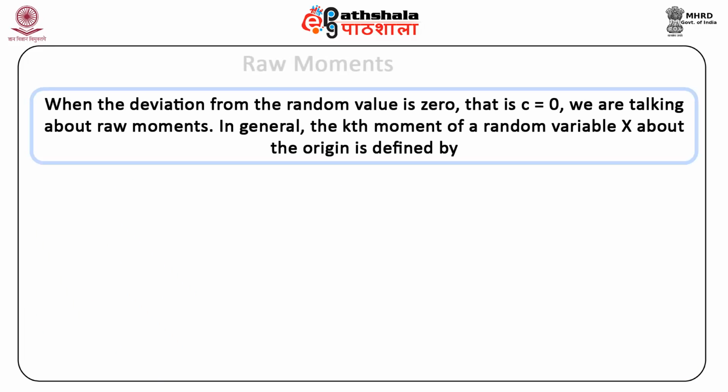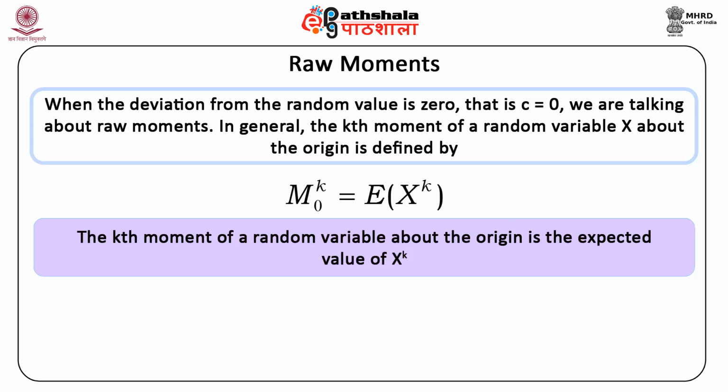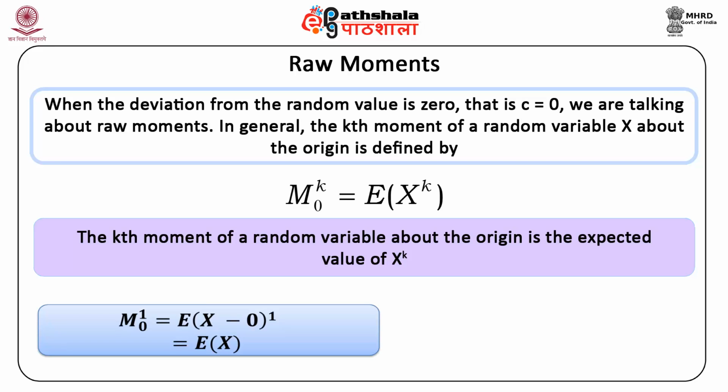Raw moments. When the deviation from the random value is 0, that is c is equal to 0, we are talking about raw moments. In general, the kth moment of a random variable X about the origin is defined by M_0^k = E[X^k]. That is, the kth moment of a random variable about the origin is the expected value of X^k. The first raw moment, or simply the first moment about 0, is referred to as the distribution's mean. This is very simple to prove, since M_0^1 is equal to E[(X - 0)^1], which is equal to E[X].